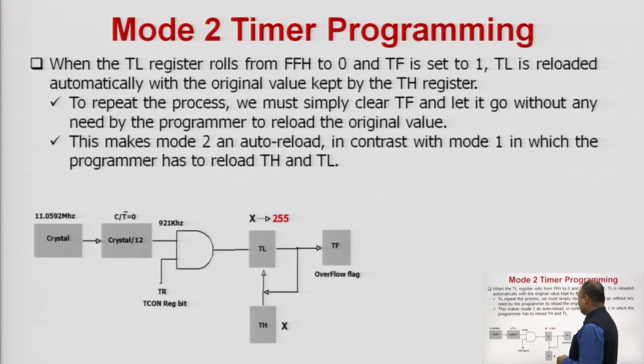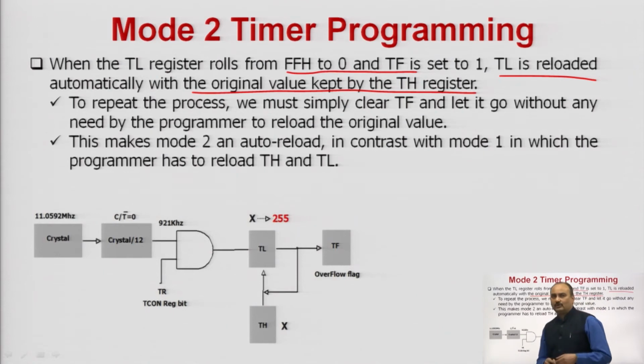This can be explained with the help of this particular slide. When the TL register rolls over from FF to 0 and TF is set to 1, TL is reloaded automatically with the original value kept by the TH register, because it is auto reload mode. Mode 2 is nothing but auto reload mode. So here the original value kept by TH is reloaded.